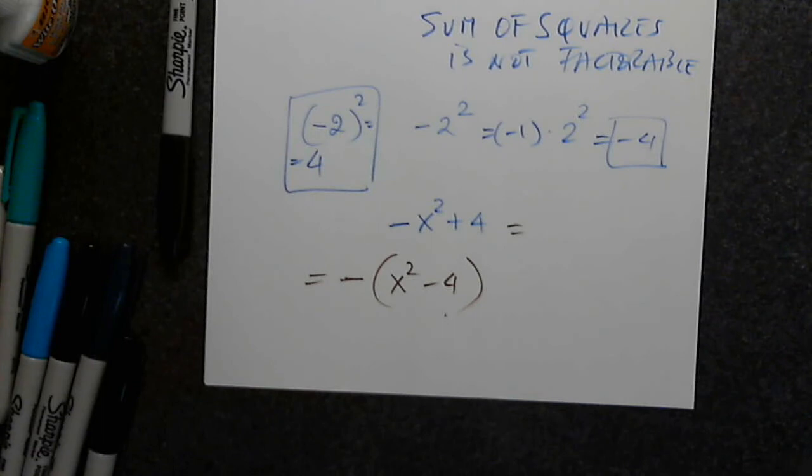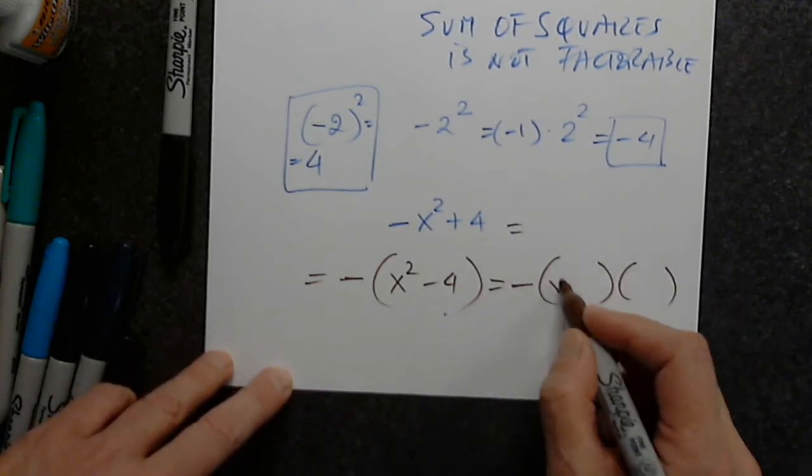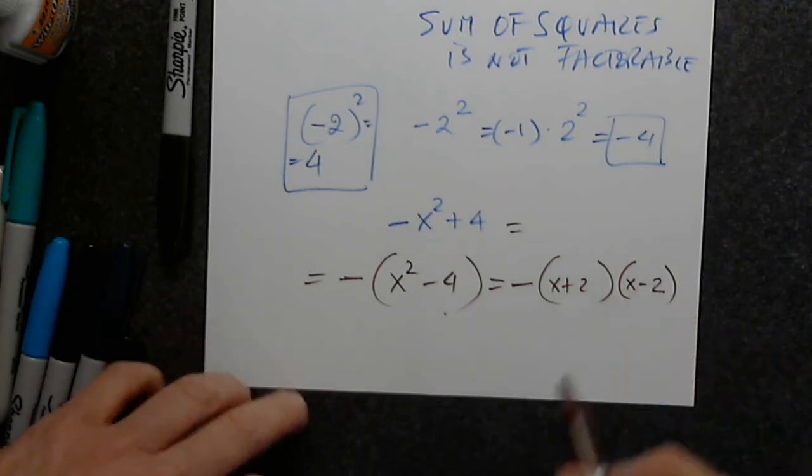No matter what book you're reading, you should always factor out a negative leading coefficient. Because now it's easier to factor, and you always keep the polynomials in descending order. So then I have a negative outside. I will use the difference of squares into x plus 2 and x minus 2.